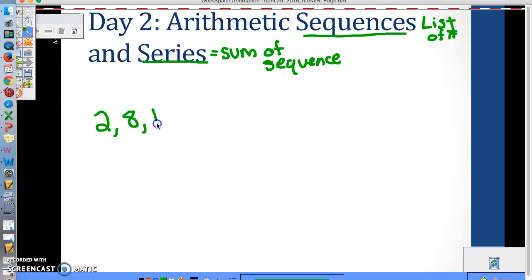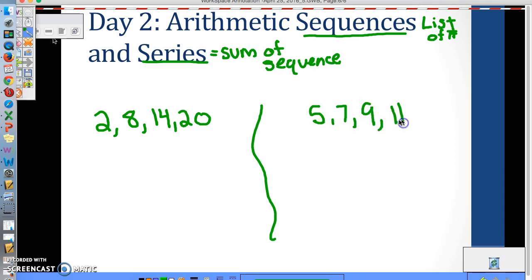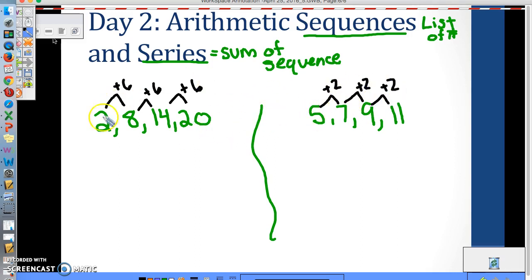8, this would be an arithmetic, and another one would be, let's see, 5. Well, you'll probably notice right away, all of these have a common difference. We add 6, we add 6, and we add 6. This one we're adding 2, 2, and 2. That's what makes it arithmetic, that common difference.